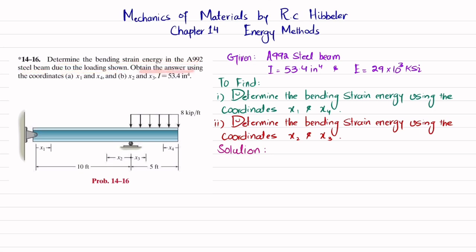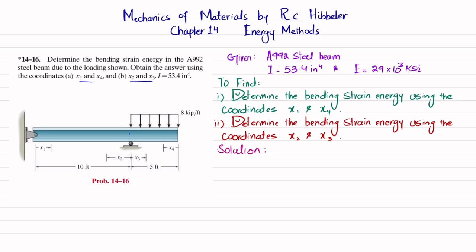Obtain the answer using the coordinates x1 and x4, and then x2 and x3. I is 53.4 inch to the power 4. You can see this is the beam where the loading is shown from this point till this. We have 8 kips per feet. At this end we have a pin support, and at this point we have a roller support. So you have to find the bending strain energy due to first the x1 and x4 coordinates, and then the x2 and x3 coordinates. So let's start with the solution.